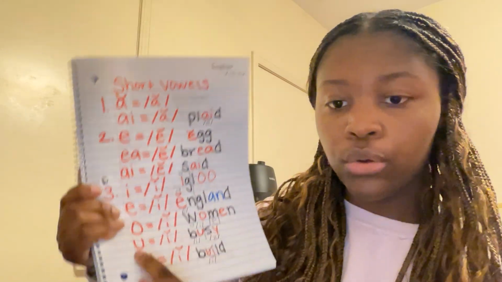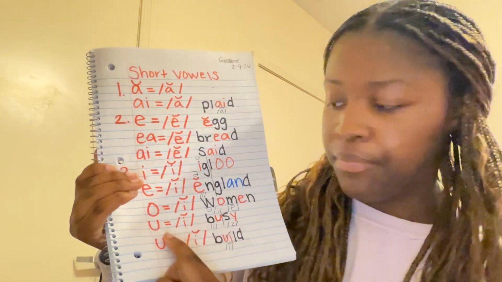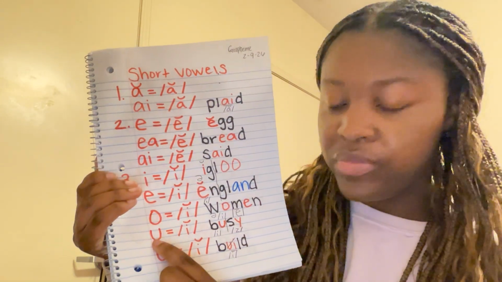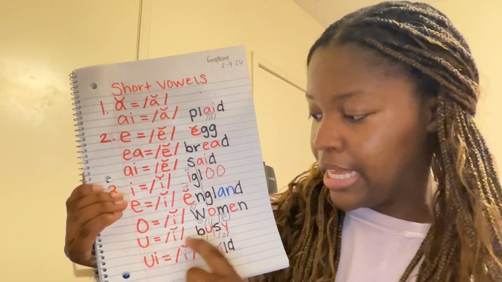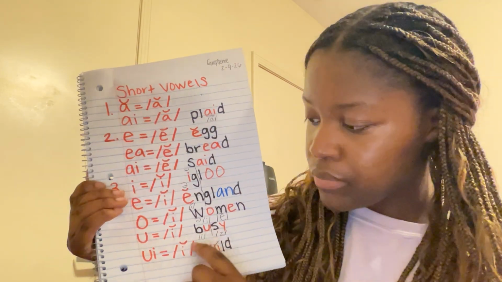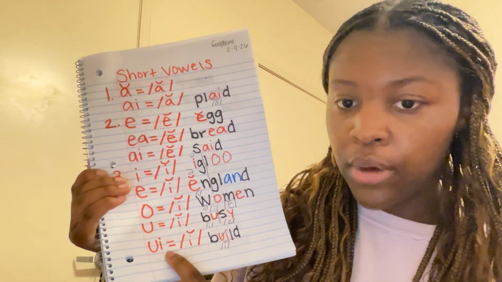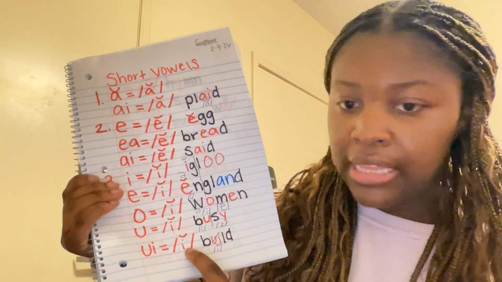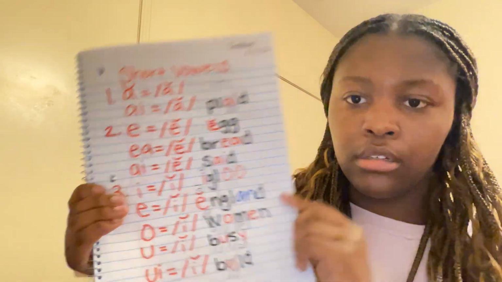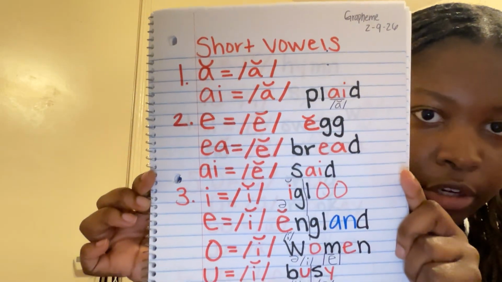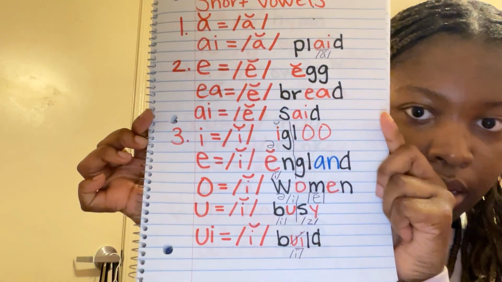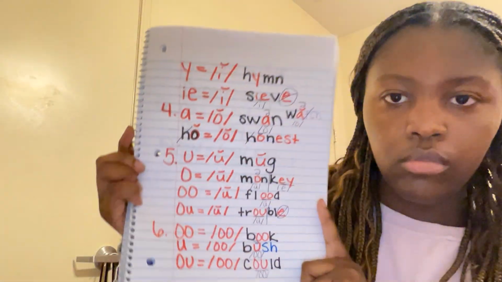Next, I have U. Be sure you can see it. Okay. Next, I have U that sounds like ih, like in busy. And last, I have UI that says ih, like in build. We have more short vowels.